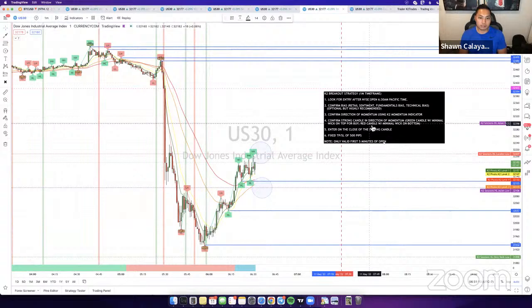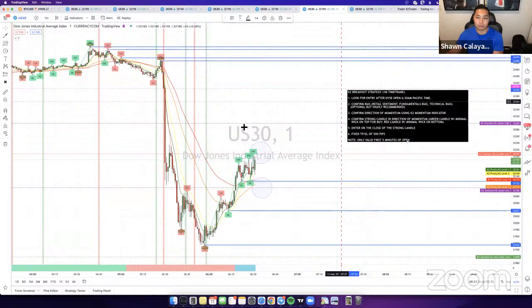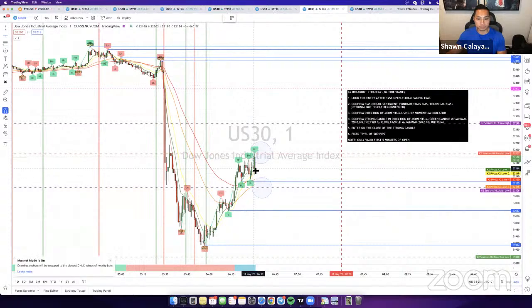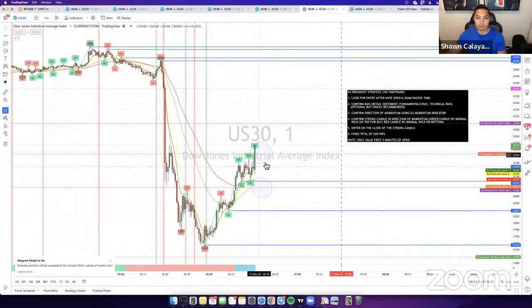But for the most part, since we do have a bullish momentum signal here, we're looking for a strong green candle following the requirements here. Requirement one's already been met. We're looking for entries after open. So market is now open. One thing I'm going to do here is draw the opening price.